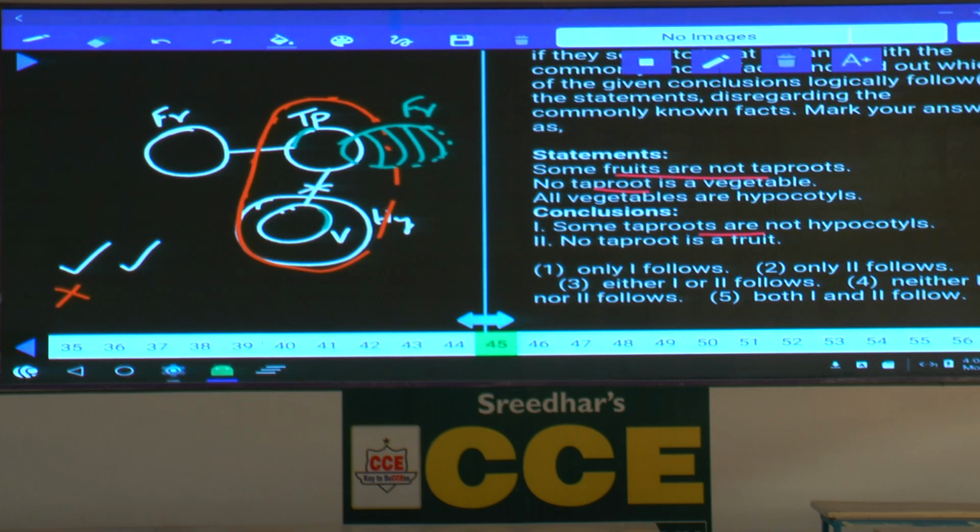At the same time, I have proven a case wherein no taproot is a fruit is false by proving some taproots are fruits. For both these two conclusions, alternate diagrams were proven. Alternate diagrams proven, previous conclusions will be false. Hence, neither 1 nor 2. It is given in choice 4. Clear now? Now, this is about question number 45.